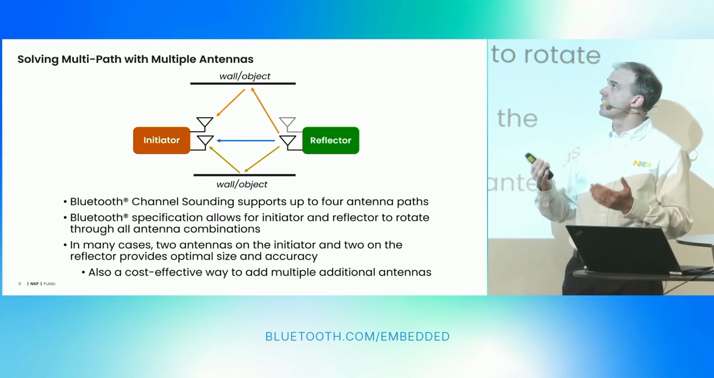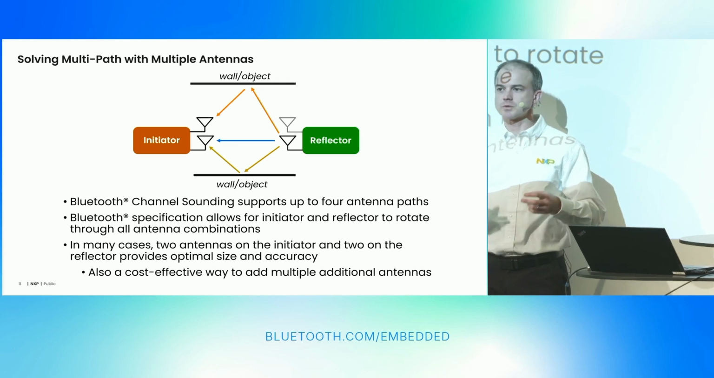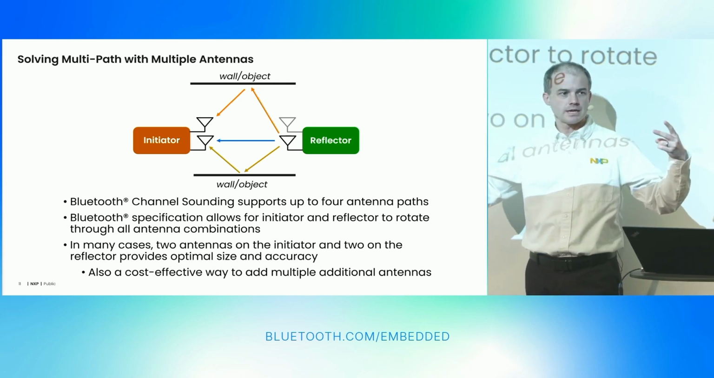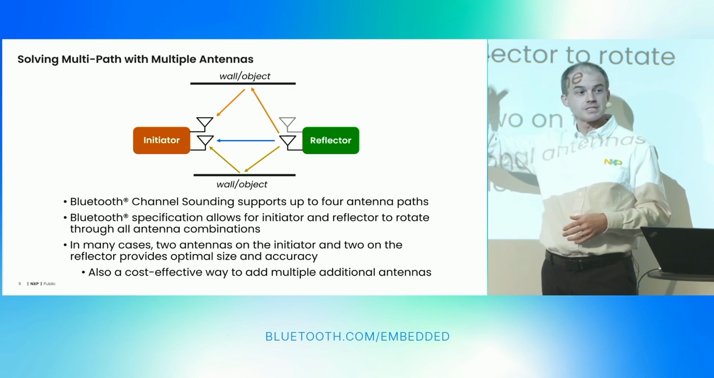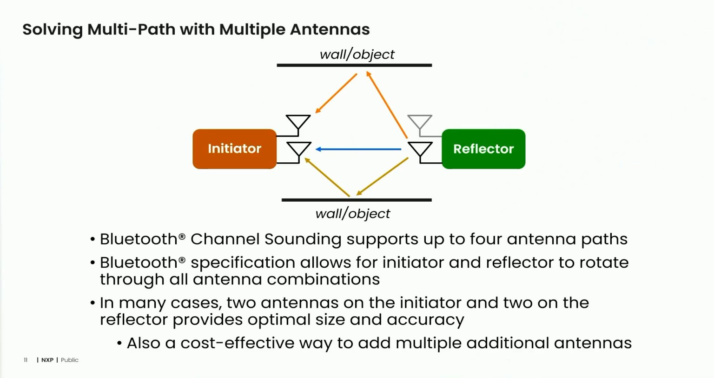And you can have multiple antennas on both the initiator and the reflector. So this is what we call a 2x2 situation. There's two on each side, and we'll cycle through each antenna pair. Again, our simple algorithm here is just going to say, which of those four paths had the highest signal strength? And we'll just guess that that one, therefore, is the one that actually has the line of sight signal, and we'll do our calculations based on that.